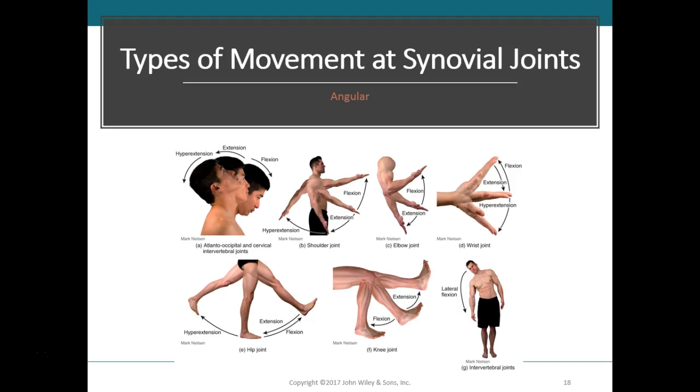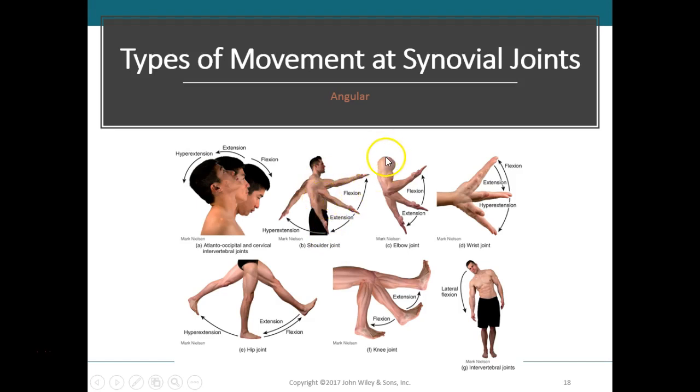Now, a lot of joints prevent this from happening by the arrangement of the ligaments that hold those bones together, or also the anatomical position of the bones. So it's hard to hyperextend your elbow because of the way the bones are made. However, you can hyperextend the shoulder joint simply because you are able to increase that range of motion to move it beyond the normal anatomical position.